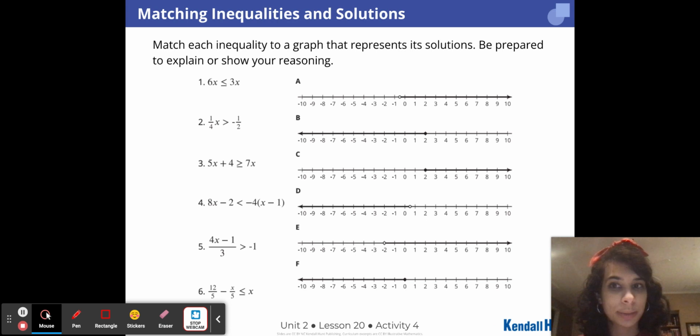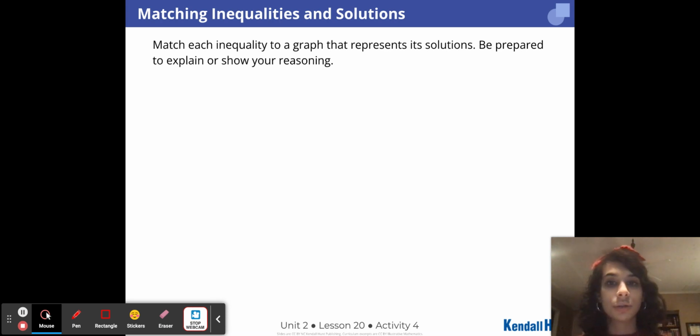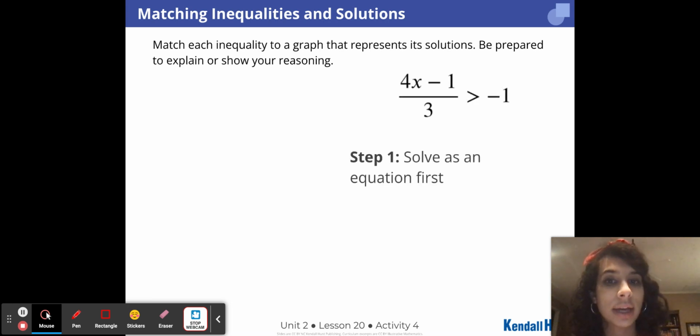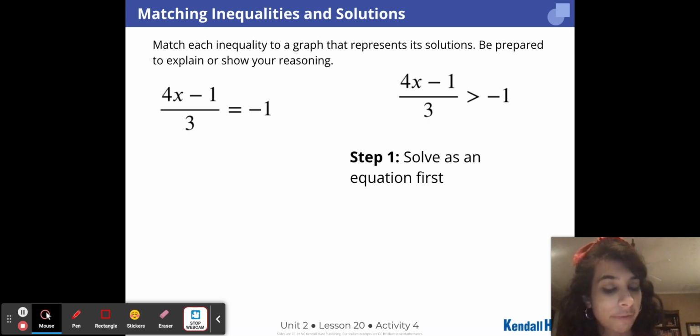So for the next part, matching inequalities and solutions, I want you to match each inequality to a graph that represents its solution. I want you to explain and show your reasoning. I gave you that last page to do it. I'm going to go over number 5 with you using Andre's method. So we're going to start off with our inequality here. I'm going to solve it as an equation first. This is just strictly solving for x. I want to get x by itself. The first thing I need to do is notice that we're dividing by 3. The opposite of dividing by 3 is going to be multiplying by 3 on both sides.